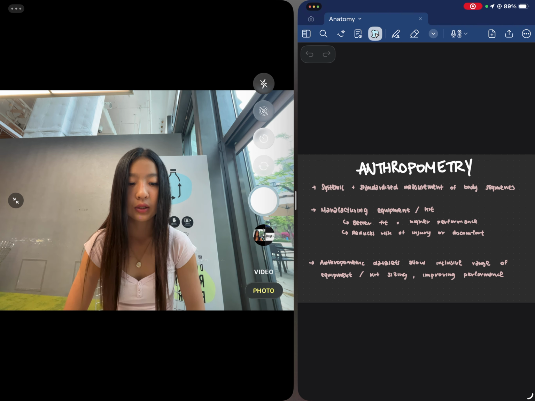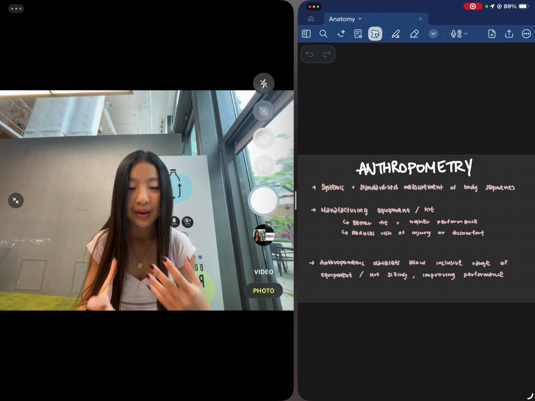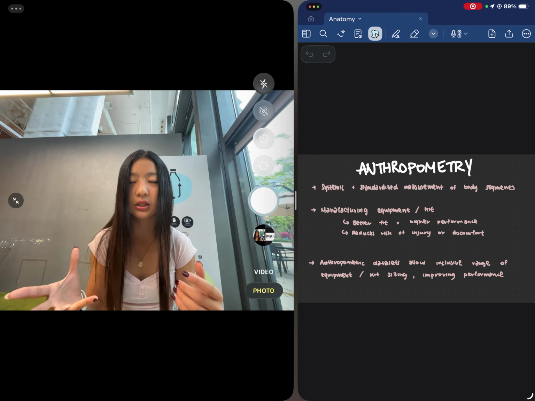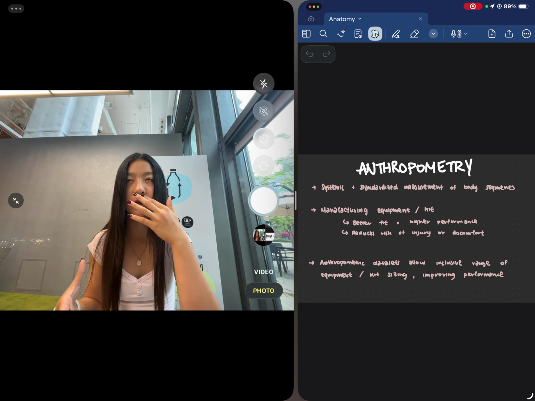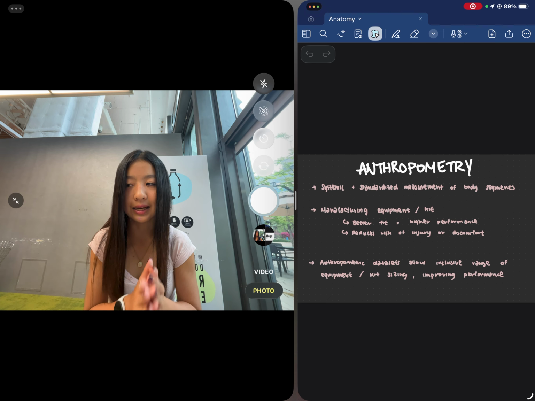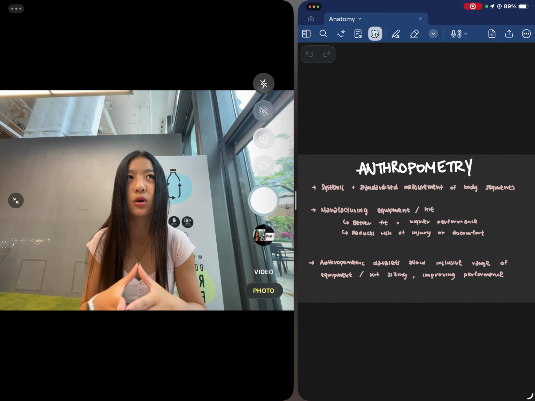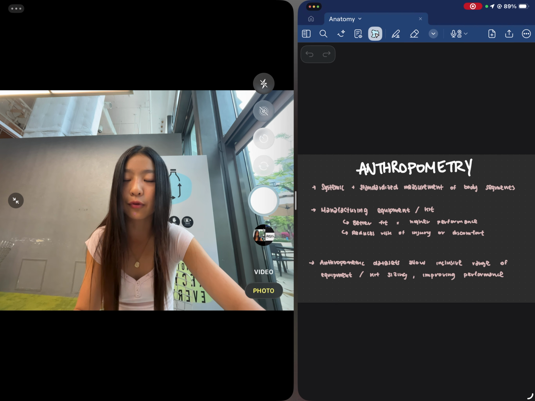So an anthropometric database allows an inclusive range of equipment to be made. For example, if we were to take a data set of 100 people and then standardize that, you could come up with a better sizing for a small size shirt instead of just taking one person's baseline measurements. And this just improves performance overall, and it's also more inclusive for the general population.